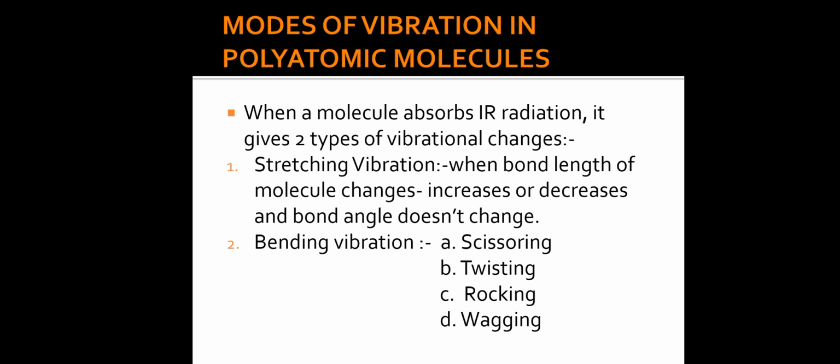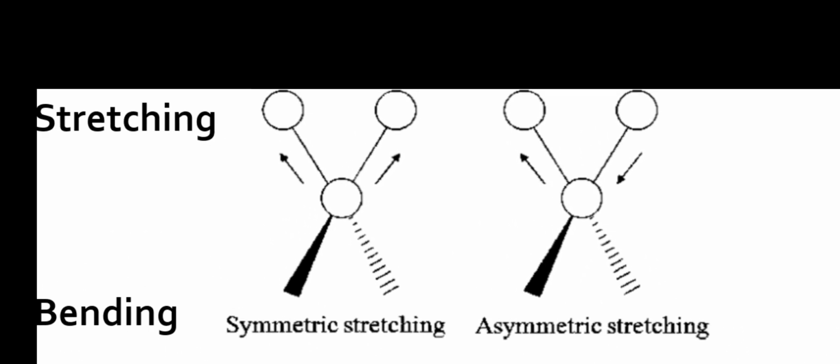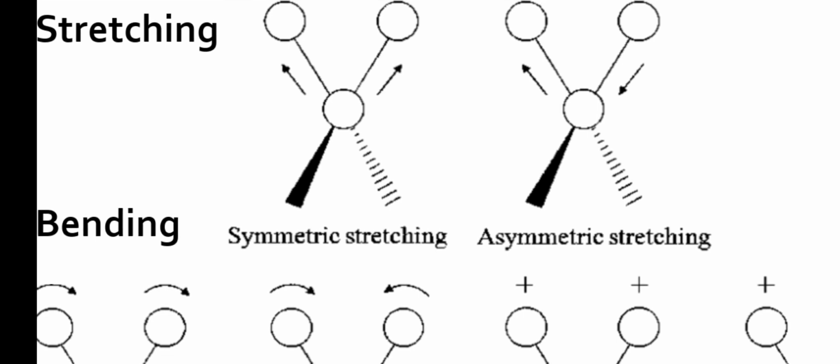Now, let's discuss the modes of vibration in polyatomic molecules. When a molecule absorbs IR radiation, it gives two types of vibrational changes. First one is stretching vibration and second one is bending vibration. Stretching, as you can see in this image, occurs when two atoms go away from each other or come closer to each other, and the bond angle doesn't change but the bond length changes.